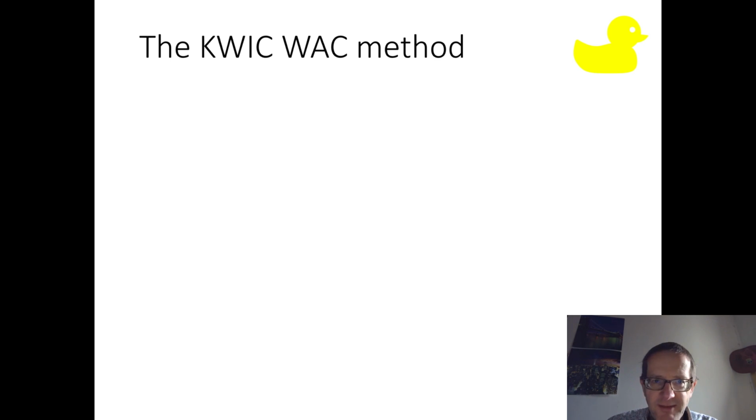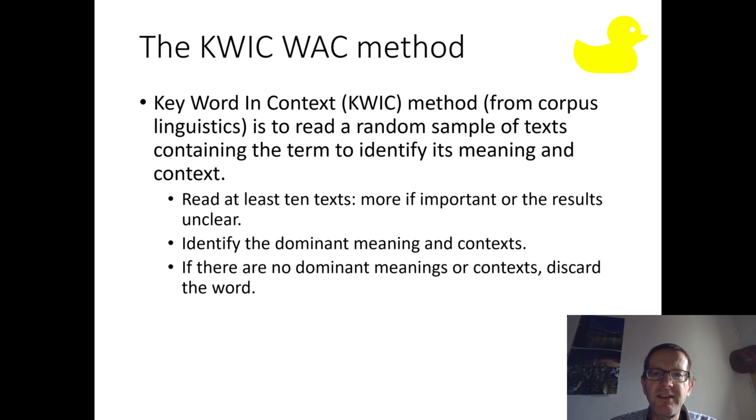Okay, so the KWIC WAC method, what's this? A keyword in context, or KWIC, is a method from corpus linguistics to find the context of a word. And it's a very simple method, I think. Essentially, you read a random sample of text containing the term to identify both its meaning and its context. So I'd recommend you read at least 10 texts to identify the meaning and the context. And you might need to read more if the results aren't clear from the first 10 texts. So you're looking for the dominant meaning and context of the word in your set of texts. If you can't find a dominant meaning, then you might have to throw the word away.